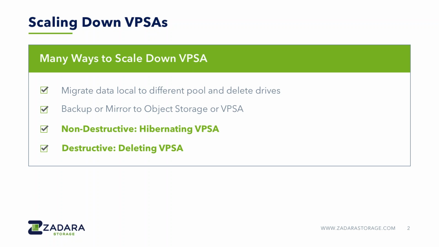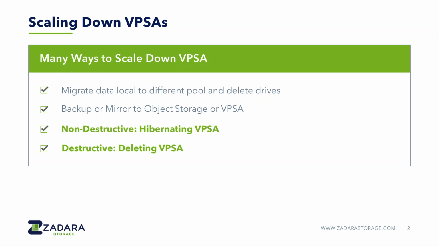So anyways, there are many ways to scale down your VPSAs. Some of the more common ones that we talk about is migrating your data to different pools and then deleting the drives. For example, if you're running SSDs and you want to scale down to SATA, you just migrate your volumes on the pools and then delete the pool itself and then delete the drives. That's one way to scale down your VPSA.